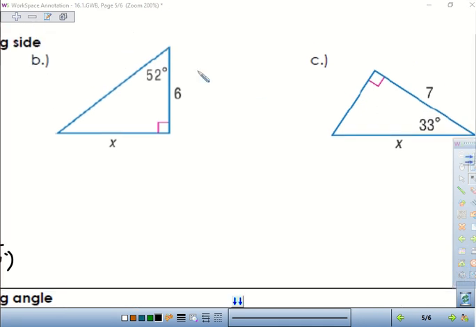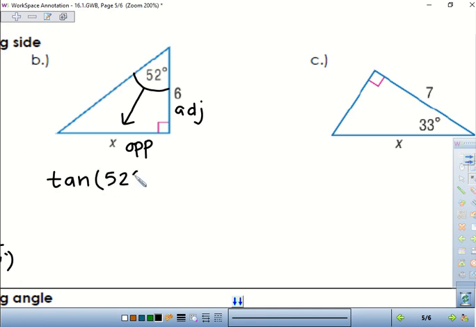Step 1 is I'm going to identify the angle they give me. And then I have the opposite. And what would be the 6? Adjacent. So what trigonometric function uses those two? Tangent. So tan of 52 degrees is equal to opposite over adjacent.